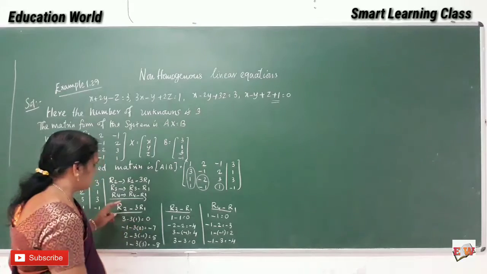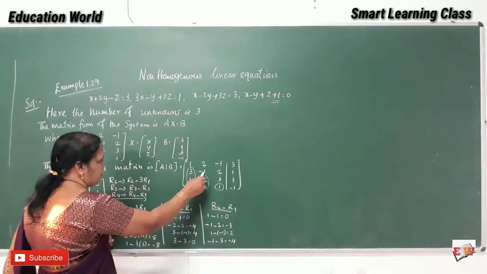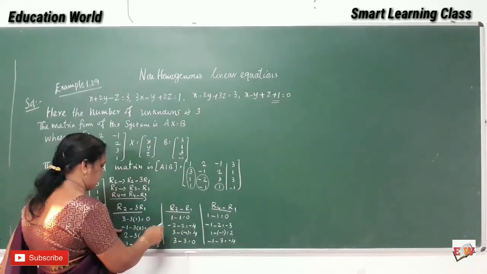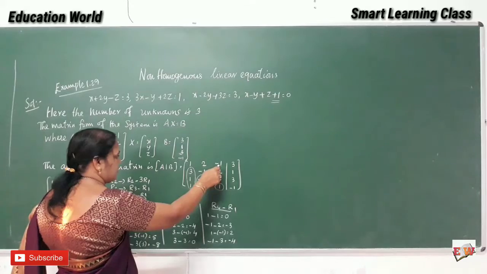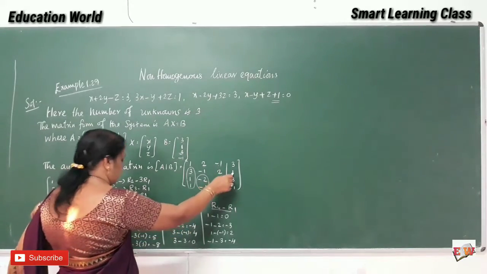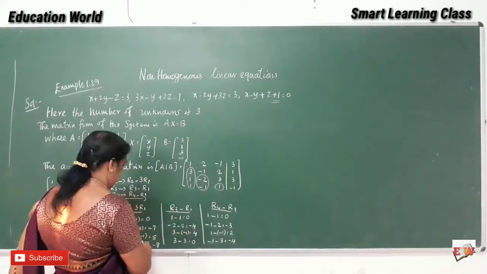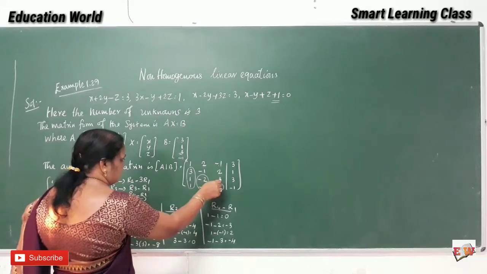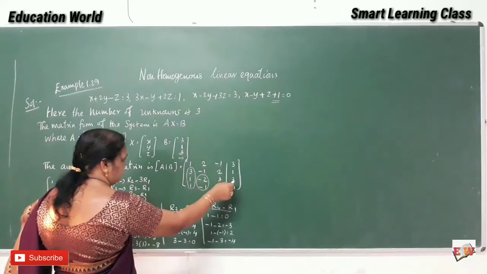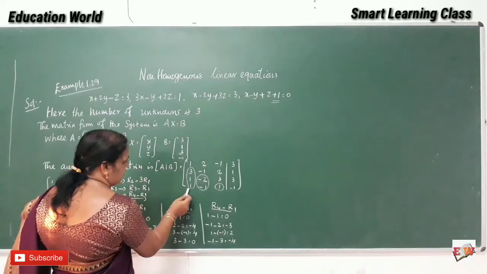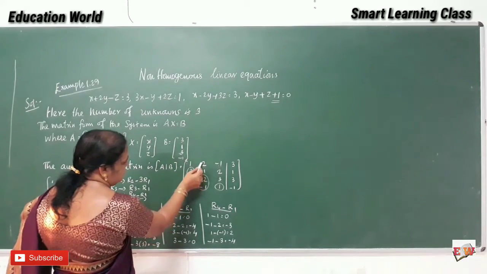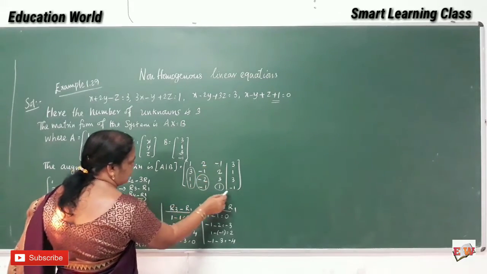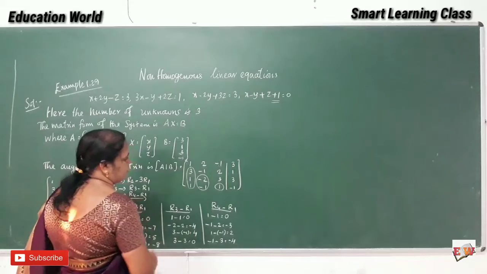You just verify once. R2: 3 minus 3 is 0; minus 1 minus 3 into 2, minus 6, is minus 7; 2 minus 3 into minus 1 is 5; 1 minus 3 into 3 is minus 8. R3: 1 minus 1 is 0; minus 2 minus 2 is minus 4; 3 minus of minus 1 is plus 4; 3 minus 3 is 0. R4: 1 minus 1 is 0; minus 1 minus 2 is minus 3; 1 minus of minus 1 is 1 plus 1, 2; minus 1 minus 3 is minus 4.